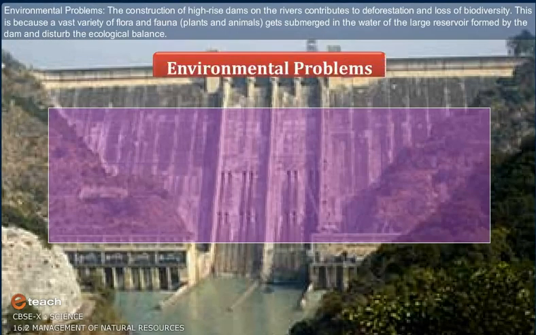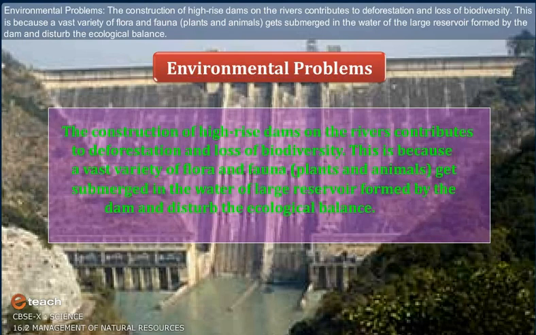Environmental problems. The construction of high-rise dams on the rivers contributes to deforestation and loss of biodiversity. This is because a vast variety of flora and fauna, that is plants and animals, get submerged in the water of the large reservoir formed by the dam and disturb the ecological balance.